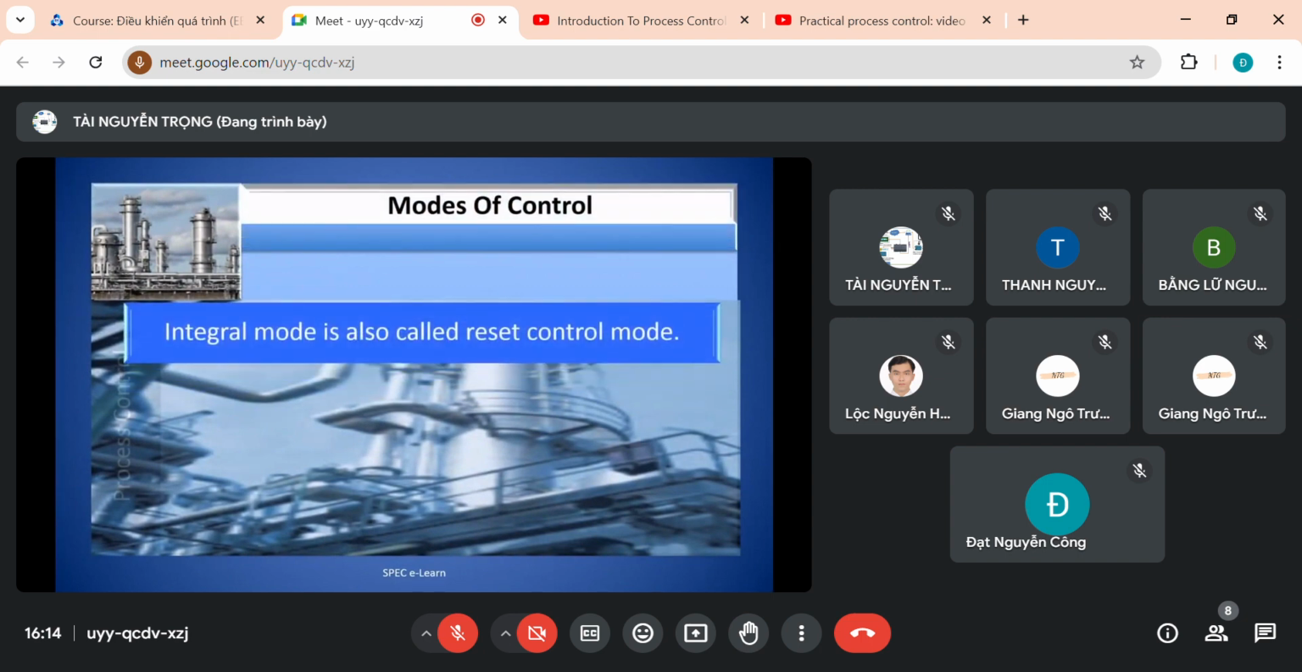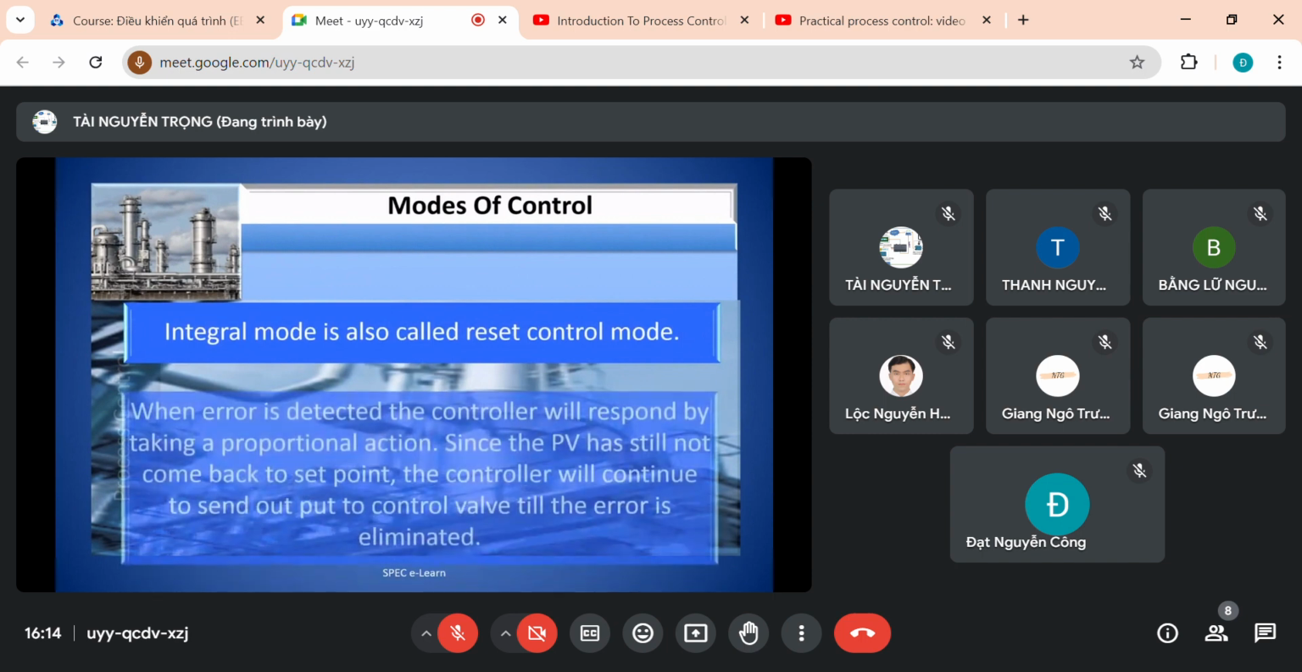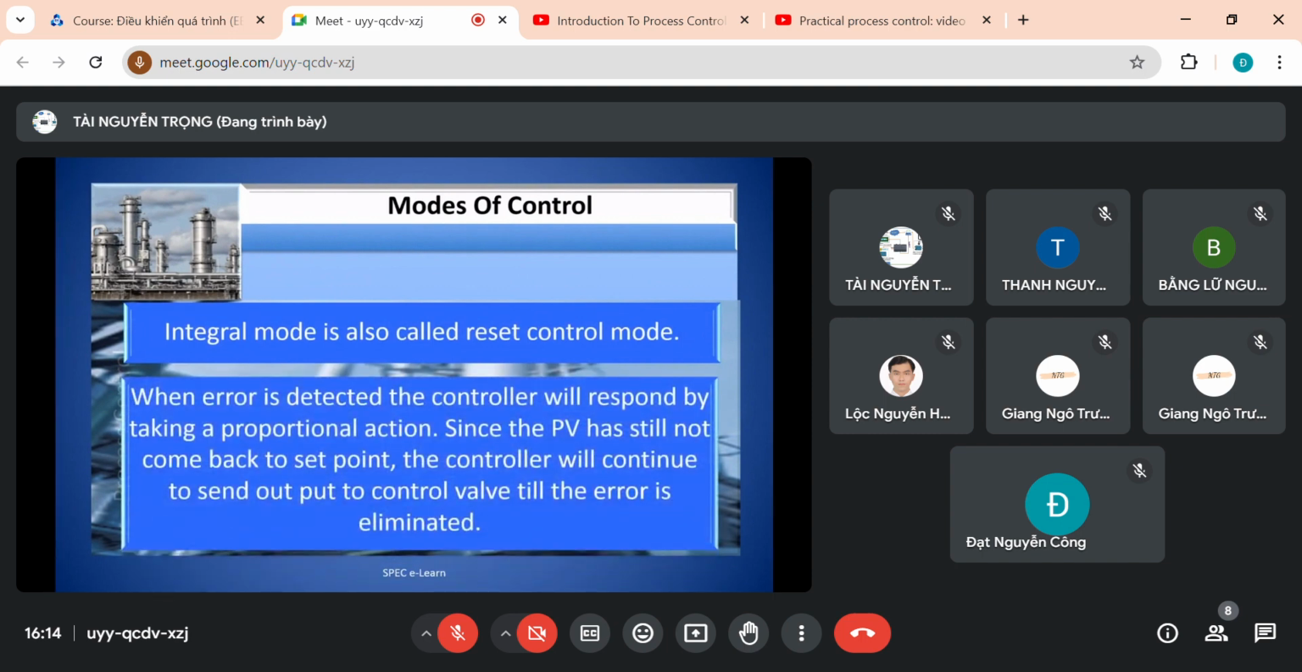The integral mode is also called a reset control mode. When error is detected, the controller will respond by taking a proportional action first. Since the PV has still not come back to its set point, the controller will continue to send output to the control valve till the error is eliminated.